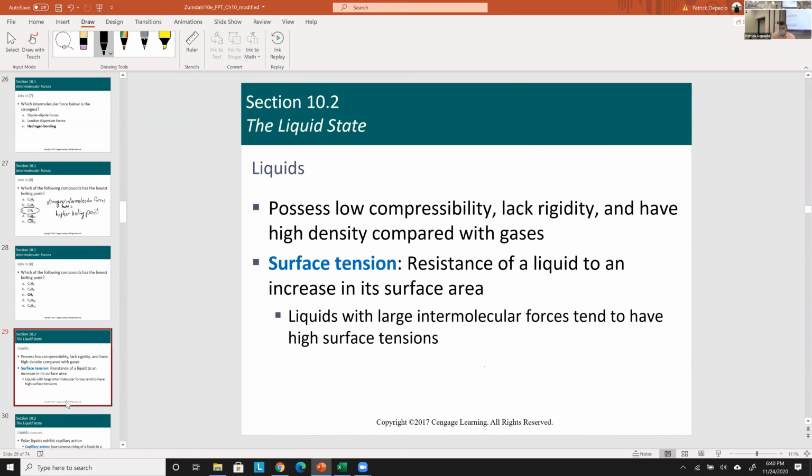Okay, so now let's learn a couple more things about liquids. Or before that, are there any questions on what I just said? No? All right, liquids.